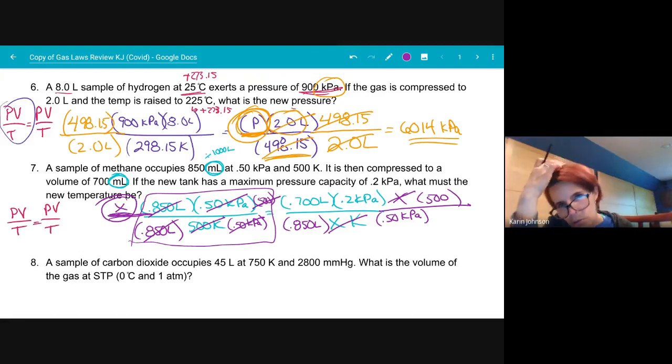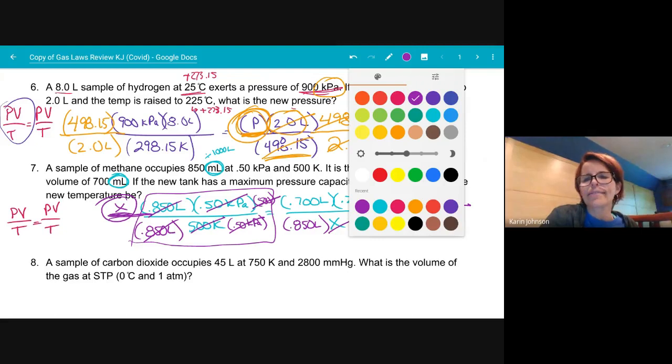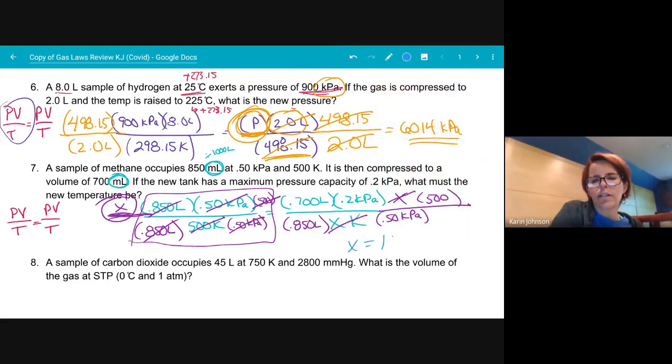So on the right side, you should be entering into your calculator 0.7 times 0.2 times 500. And I have to hit equals. I'm using this old-fashioned calculator, equals, divided by, and then in parentheses, 0.85 times 0.5, close parentheses. Don't forget to close them. And you should get 164, and I'm just going to double check that that's what I got last time. Yep, 164.7 or 165. So our X equals 165, and that was in Kelvin, right? That's our new temperature, so 165 Kelvin.